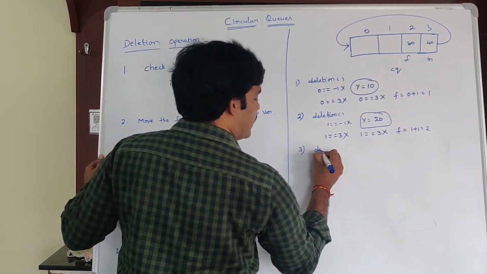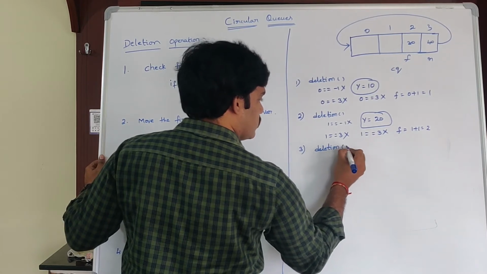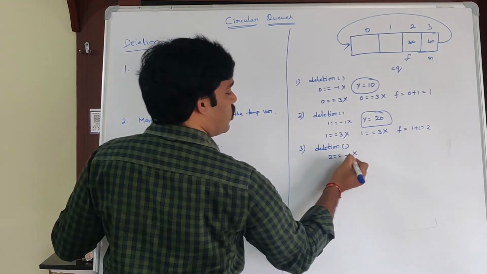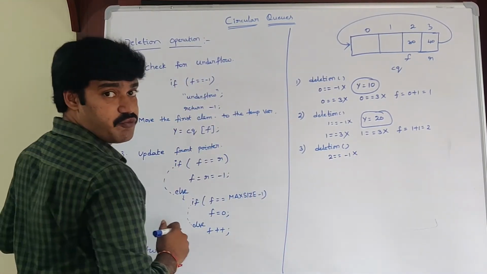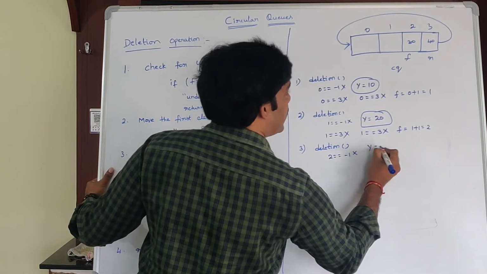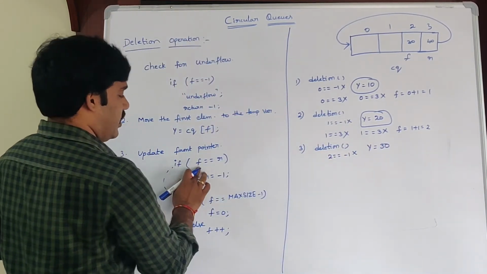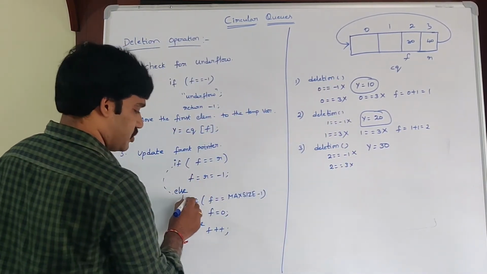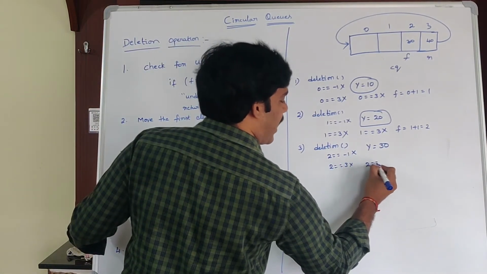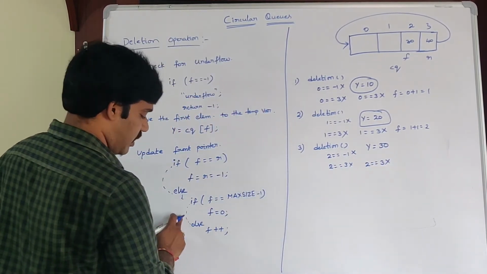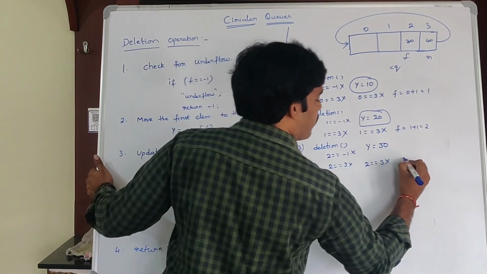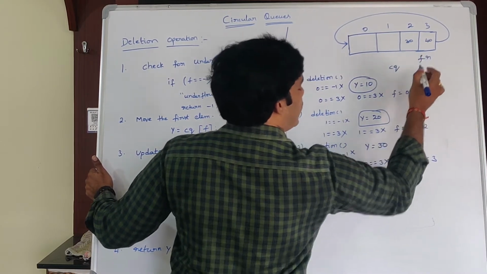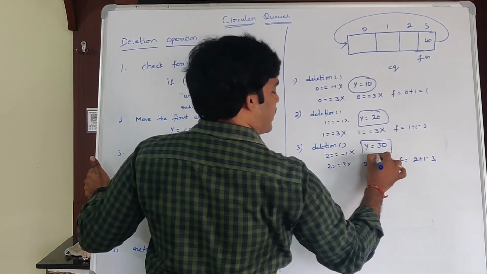Next, again I am calling the deletion function third time. What is the value of F now? 2. Is 2 double equals to minus 1? No, condition is false. Coming out of the if block. Move the first element, that is y is equal to 30. Next, is F is equal to R? Is 2 equal to 3? No, condition is false. Coming to the else block. Is F reaches max size minus 1? No, condition is false. Coming to the else. Simply update F is equal to F plus 1. 2 plus 1 is 3.